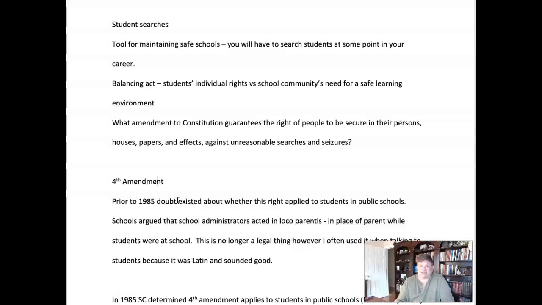If it's an illegal search, then whatever evidence you find or whatever punishment you gave will be thrown out. So it behooves you to make sure you search correctly.